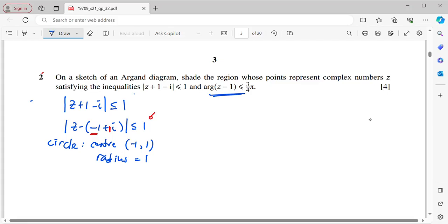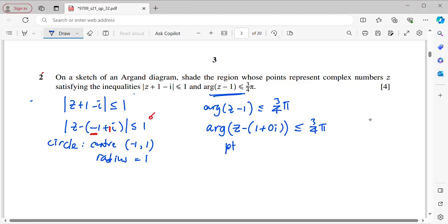Now for the second inequality, argument of z minus 1 less than or equal to 3 over 4 pi. The argument is the angle. That means we need to find the reference points as well. So it will be z minus 1 plus 0i, argument less than or equal to 3 over 4 pi. From here we get a point with coordinates 1, 0. So here is the 1 and 0.